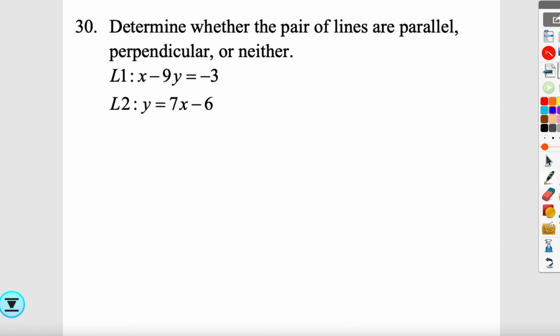Number 30. Determine whether the lines are parallel or perpendicular or neither. Now to do that, guys, we don't want to overthink these things. So now remember, to be parallel lines, it needs to be the same slope. So exactly the same number. Perpendicular, they have to be opposite reciprocals.